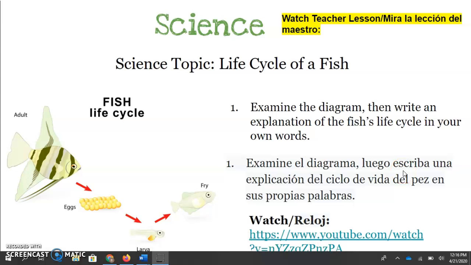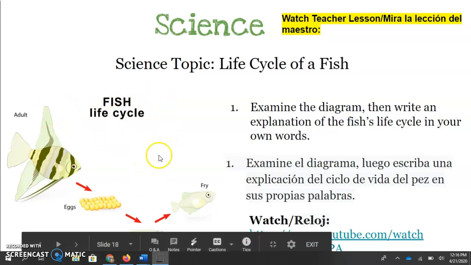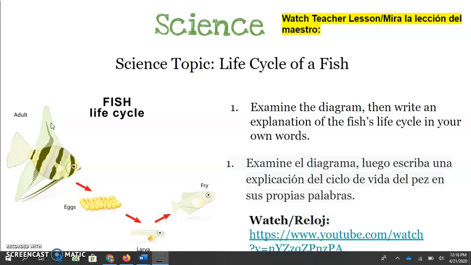Today is Tuesday, April 28th, and today for our science topic, we are going to talk about the life cycle of a fish. So the life cycle of the fish is over here. It's pictured. So we start with an adult who lays eggs, and then the eggs turn into larvae. And then it turns into a fry. And then the fry turns into an adult fish, and the cycle repeats.